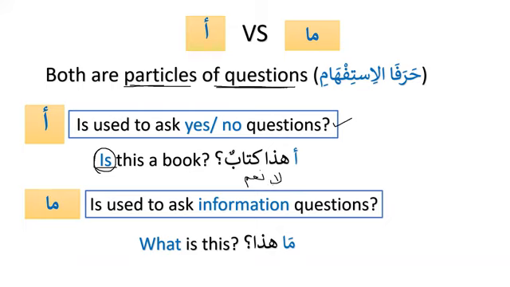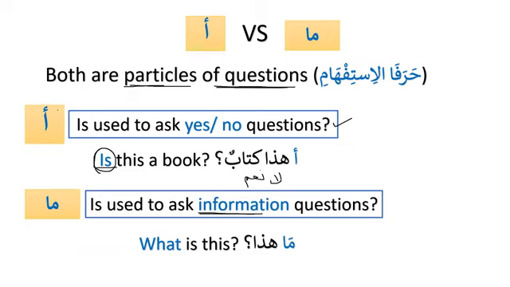Ma is used to ask information questions. What is the meaning of information questions? Now, the answer cannot be yes or no. For example, when you say, ma hadha, what is this? What will be the answer? Yes, na'am, la, of course not. So you will say, hadha kitabun, hadha qalamun. You have to give a detailed answer, some information about that. So that is the basic difference between hamza and ma.